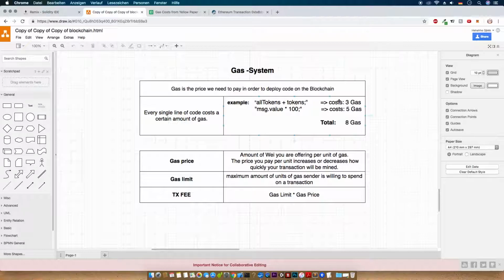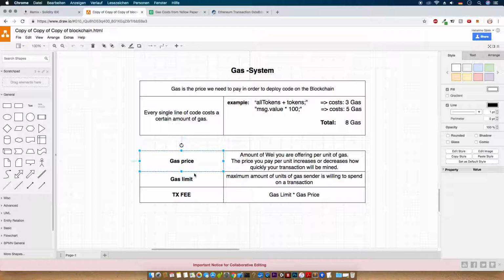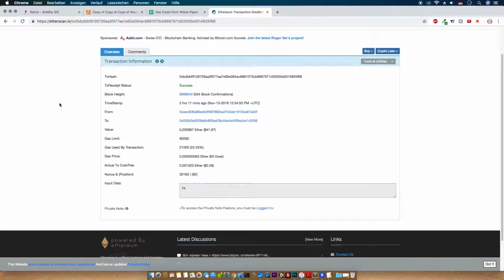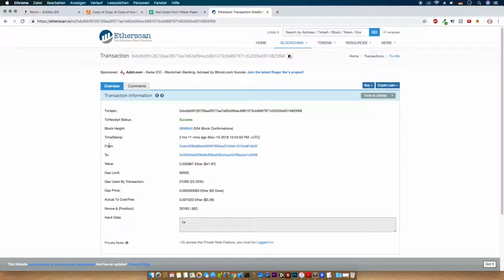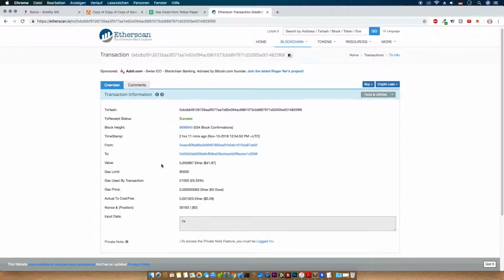But how does this look in practice? So for example, if we create a transaction, we need to distinguish 3 properties: the gas price, the gas limit, and the actual transaction costs or fee. To get a better idea how this is used in practice, let's pivot to this tab. I'm here on etherscan.io, so the Etherscan of the mainnet. I have here a random transaction from someone who has sent 0.2 Ether to this address.